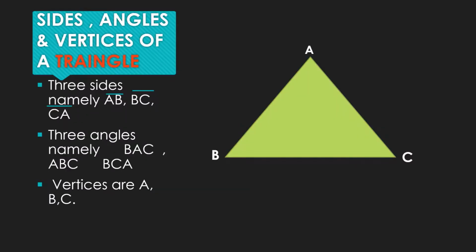Now, sides, angles and vertices of a triangle. So as you can see, there are three sides, namely AB, BC and CA, and three angles are angle BAC, ABC and BCA, and simply the vertices are A, B and C. You can watch clearly.